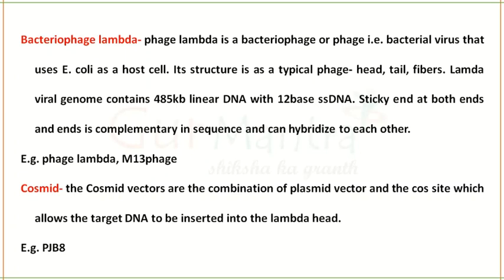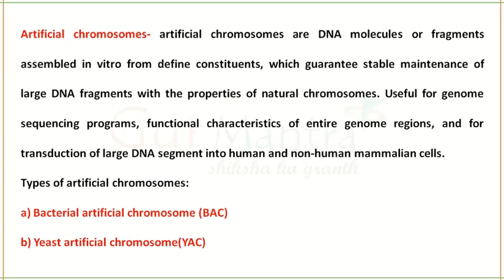Next you have cosmids. Cosmid vectors are a combination of a plasmid vector and a cos site. The cos site is basically present in the virus. So this will allow the target DNA to be inserted into the lambda's head region. Example, pJB8. Next you have artificial chromosomes.